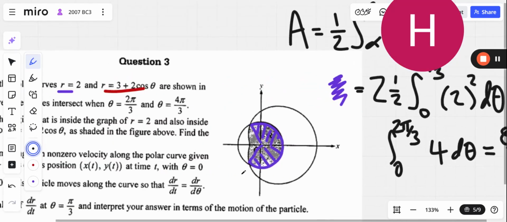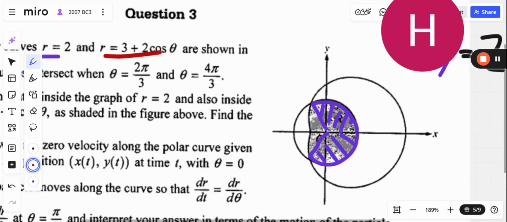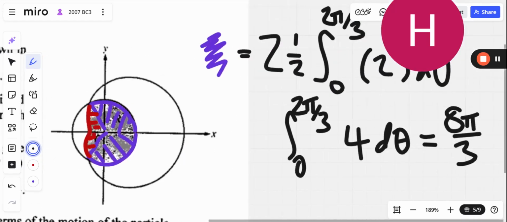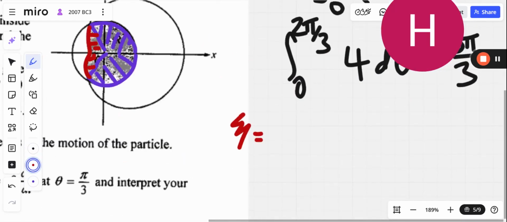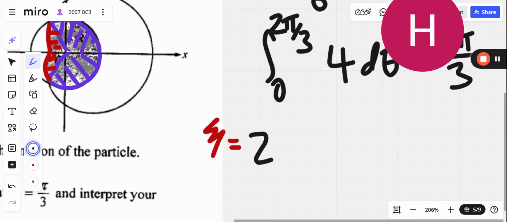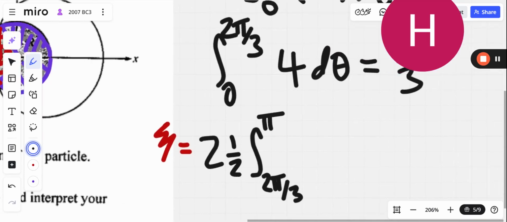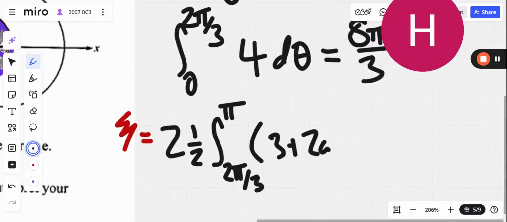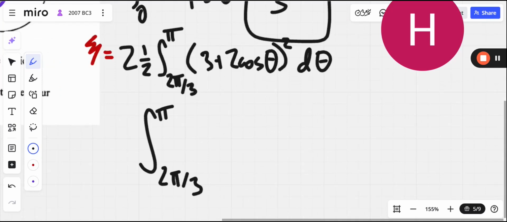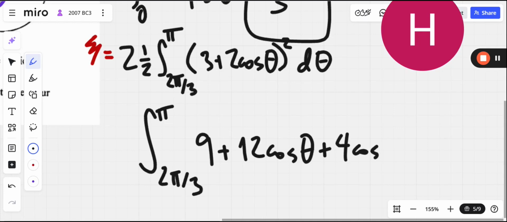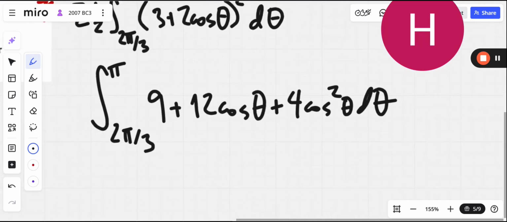Now let's talk about this other portion, a little bit more interesting, which is only bounded by the limacon. And that's also symmetric, so what we can do here is we can go, it's going to be 2 of them, that's 2 of them times 1/2. Integral from 2 pi over 3 to pi of 3 plus 2 cos theta squared. So I guess you could probably use a calculator for this part, but let's just FOIL it all out. If you're quick, it really shouldn't matter that much. Plus 4 cos squared theta d theta.